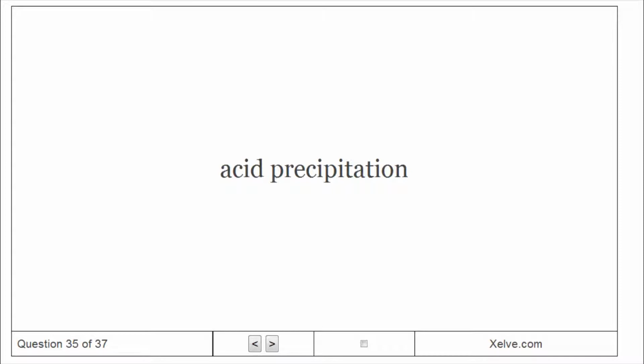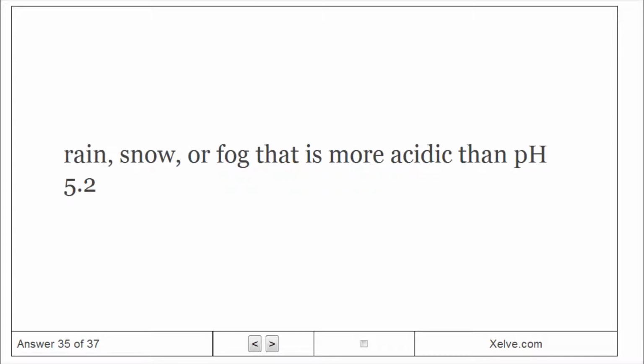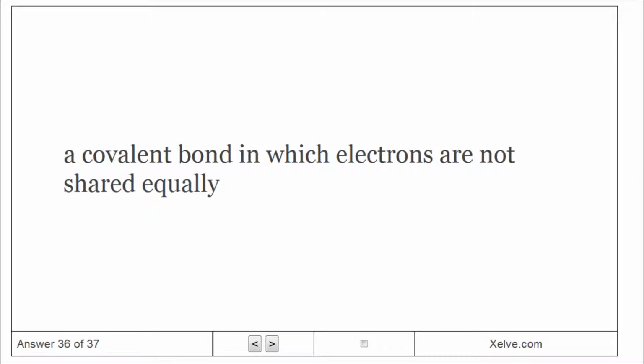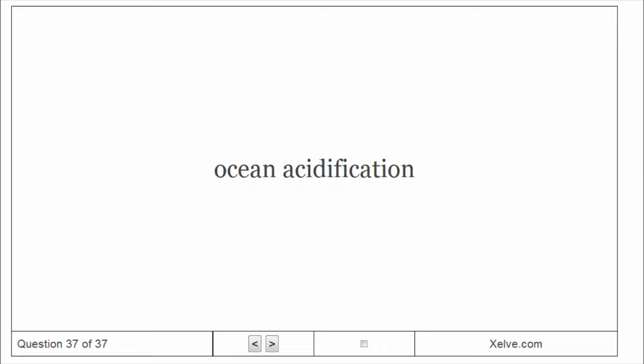Acid precipitation. Rain, snow, or fog that is more acidic than pH 5.2. Polar covalent bond. A covalent bond in which electrons are not shared equally. Ocean acidification. Decreasing pH of ocean waters due to absorption of excess atmospheric CO2 from the burning of fossil fuels.